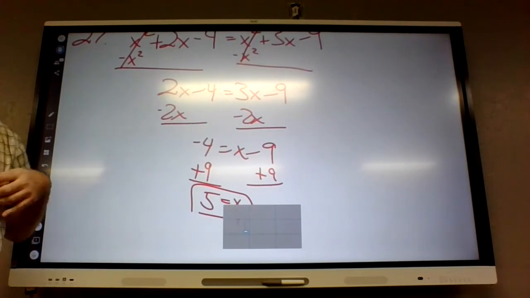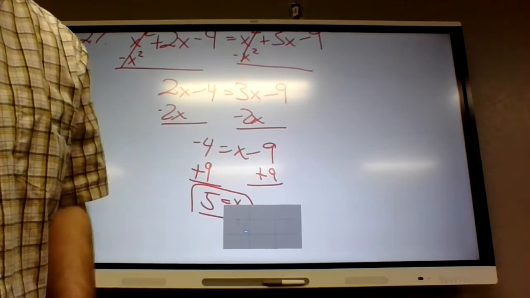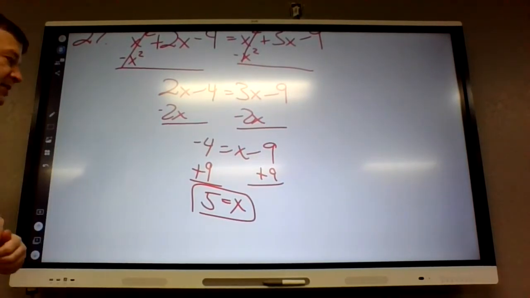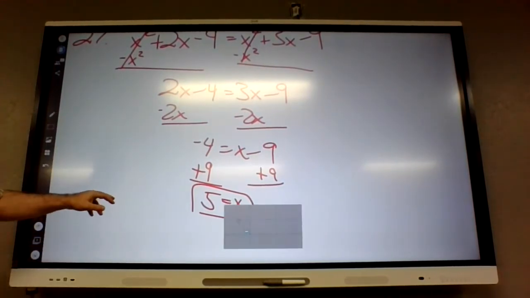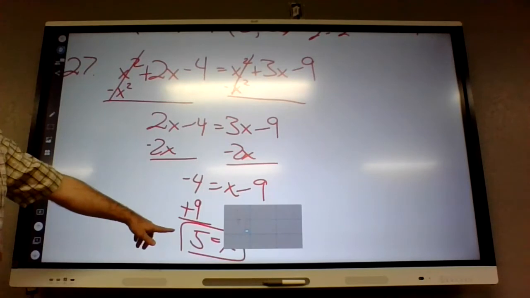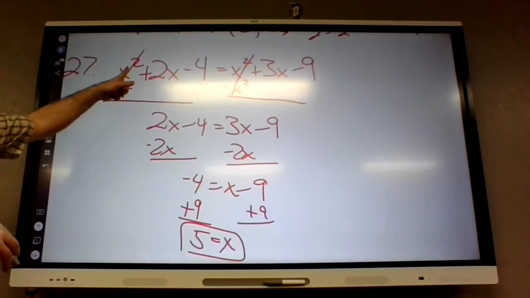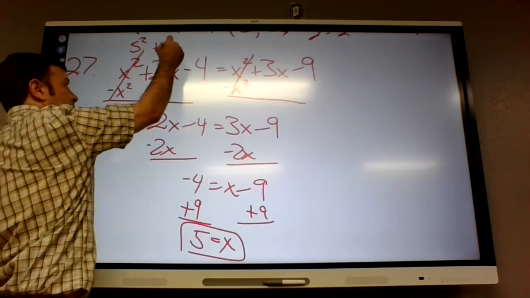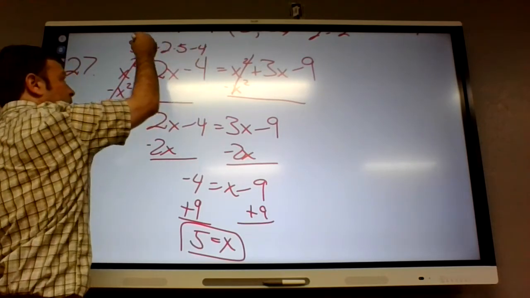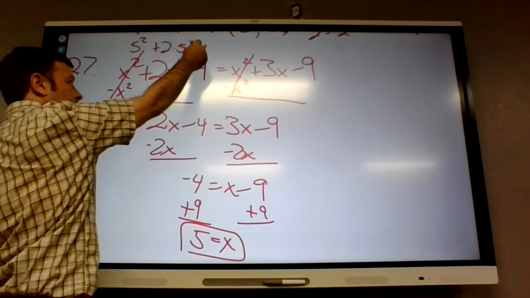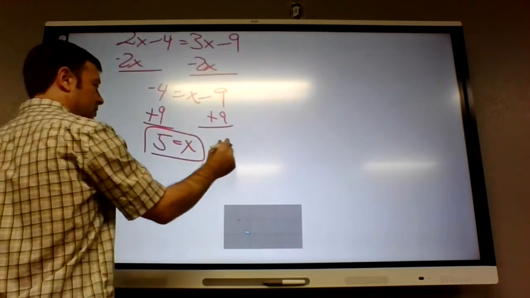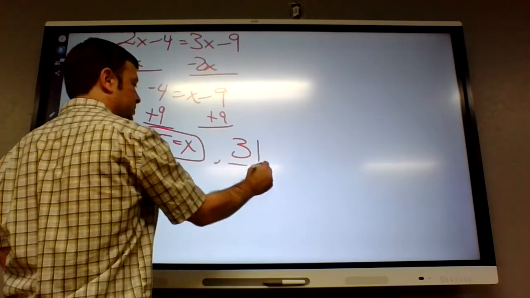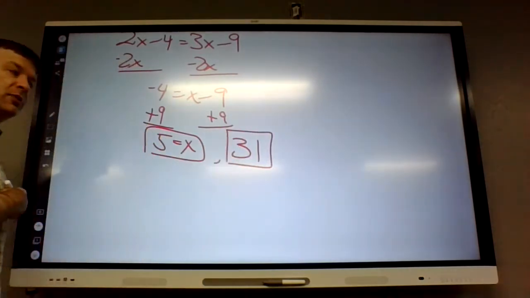Wait, does it ask us to plug x in? It does say find the length of each side. Well, all the sides are the same, right, for a rhombus? So if we put 5 back in, that will give us what all sides are. So I'll just do this first one. 5 squared plus 2 times 5 minus 4: 25, 35, 31. I'll just write it once. I'm not going to put 31 four times.